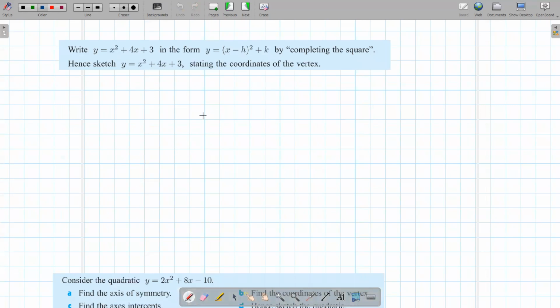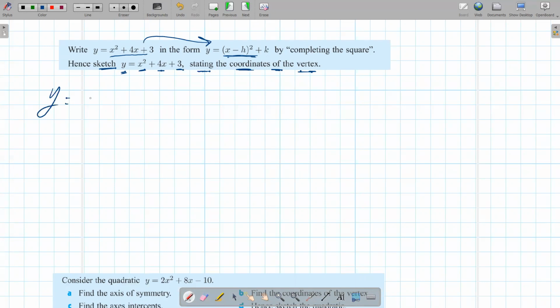Let me solve these questions. Here he said: write y equals x squared plus 4x plus 3 in the vertex form, in the form of (x minus h) squared plus k, by completing the square. Hence, sketch y equals x squared plus 4x plus 3, stating the coordinates of the vertex. First of all, we need to convert it from this form into the vertex form by completing the square.